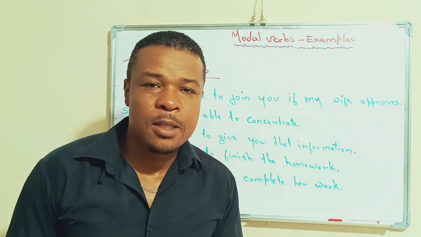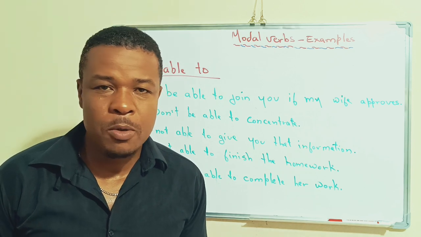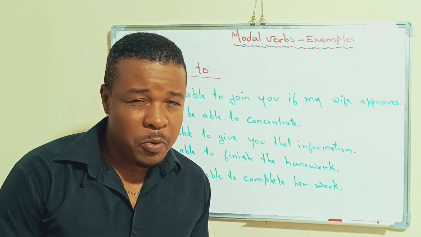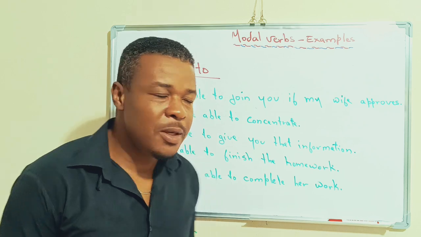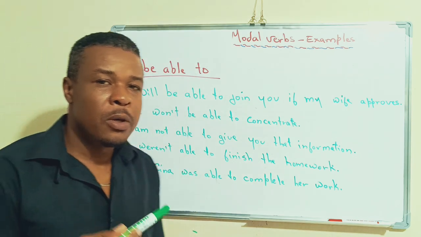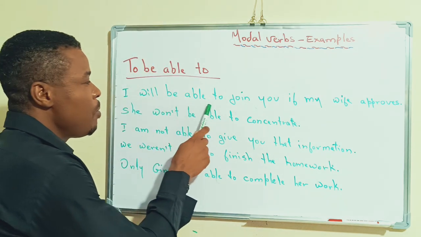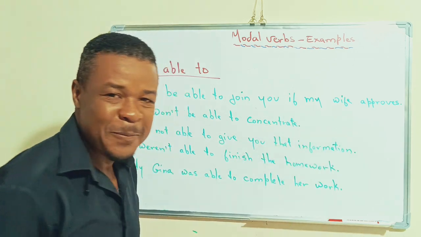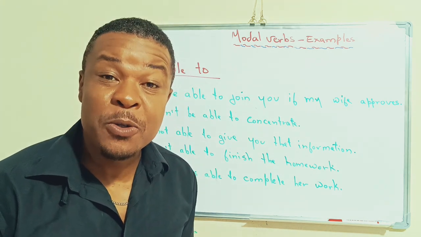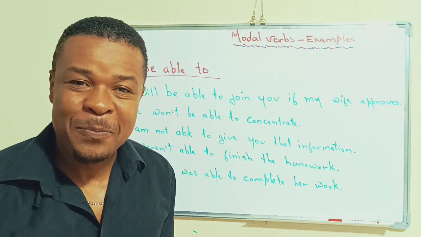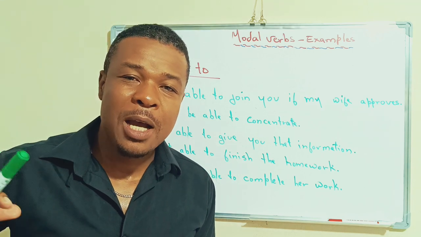All right, so let's go with the example. As I said before, we use be able to, this is a verbal expression to talk about capacity, possibility, whatever. The same thing as the verb can that we just saw. Okay? So let's see the example here. I will be able to join you if my wife approves. Podré juntarme con ustedes si mi esposa aprueba.